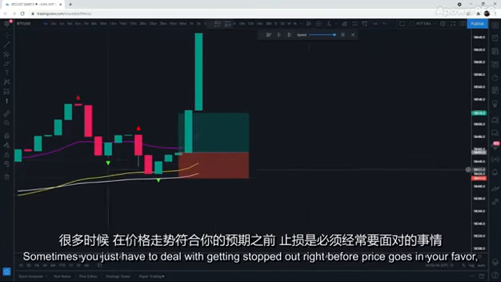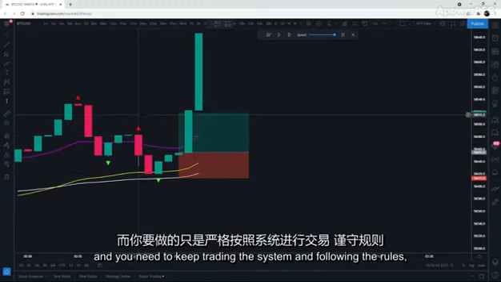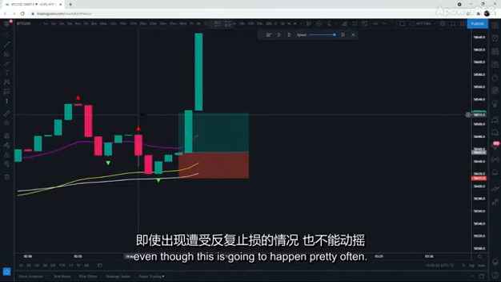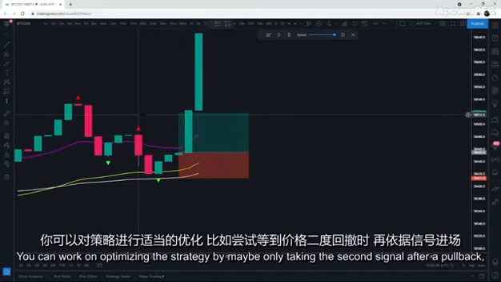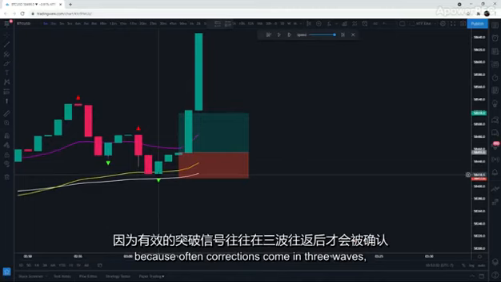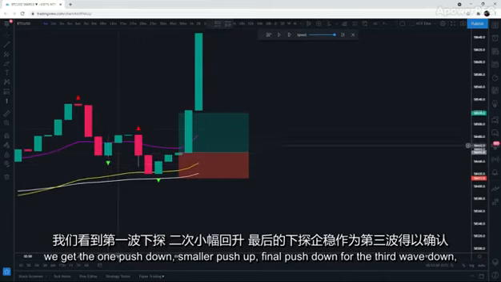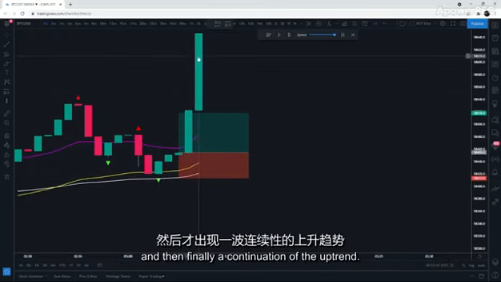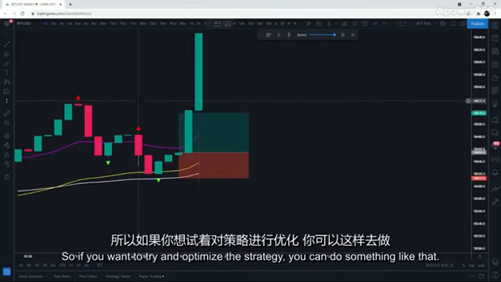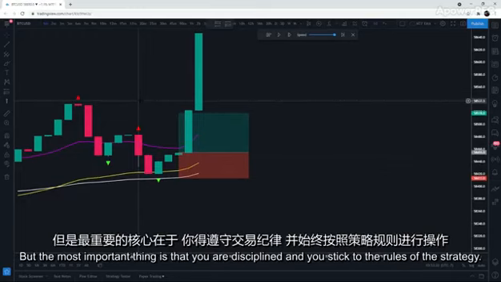Sometimes you just have to deal with getting stopped out right before price goes in your favor, and you need to keep trading the system and following the rules, even though this is going to happen pretty often. You can work on optimizing the strategy by maybe only taking the second signal after a pullback, because often corrections come in 3 waves, such as in this example, we get the one push down, smaller push up, final push down for the 3rd wave down, and then finally a continuation of the uptrend. So if you want to try and optimize the strategy, you can do something like that, but the most important thing is that you are disciplined and you stick to the rules of the strategy.